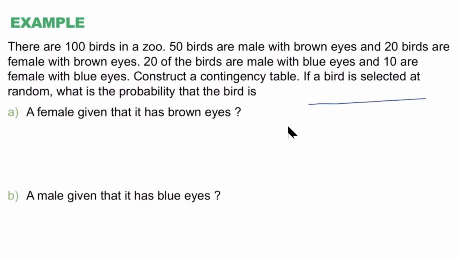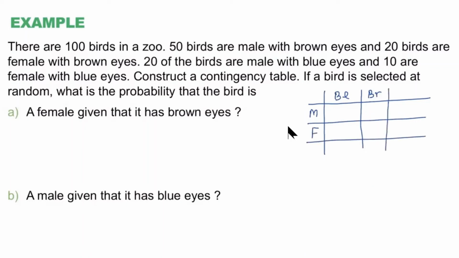What we are doing is we are looking at the blue-eyed bird and the brown-eyed bird. That's what we are looking at. And there are two types of birds. They are male and female. Is that right? This is what we have. You have male birds, female birds, blue-eyed birds, brown-eyed birds. Now we are going to fill this table.